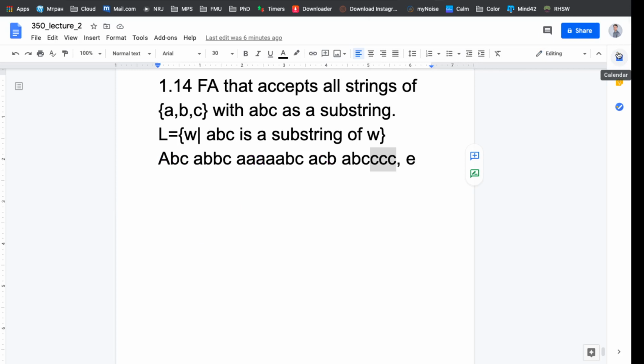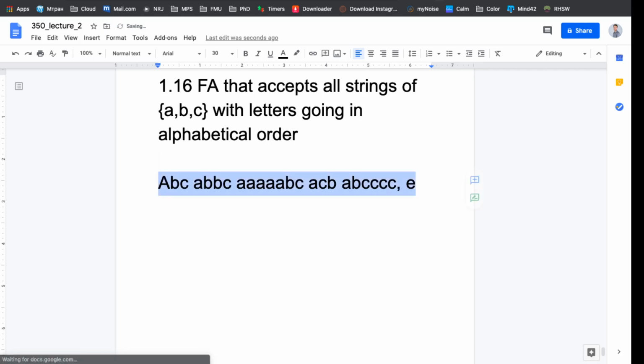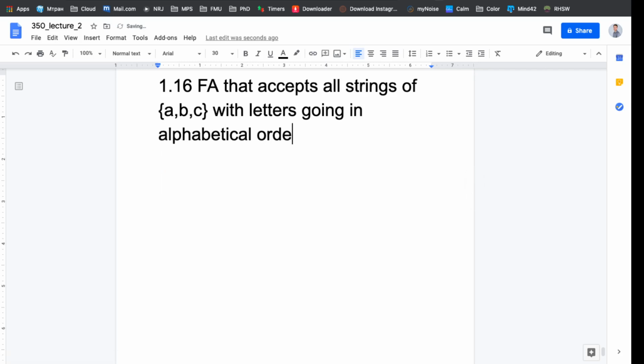That's one. Then number two. Like this one a lot. So we need to construct an automaton that accepts all strings of A, B, C as well, with letters going in alphabetical order. Now I'm going to describe that formally. Alphabetical order, right? So the characters need to go in alphabetical order.